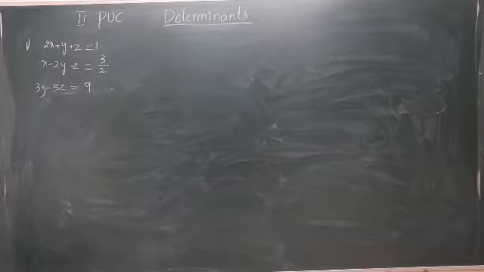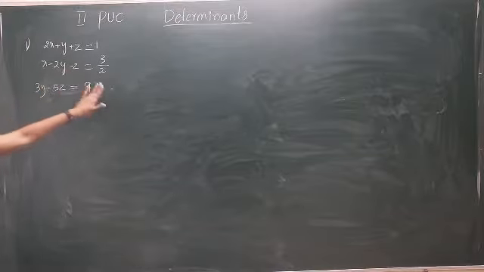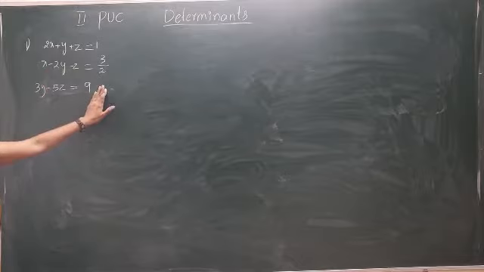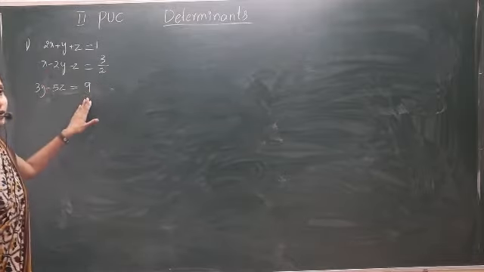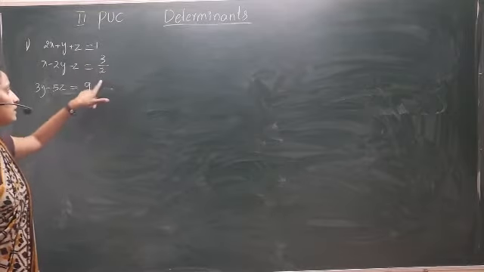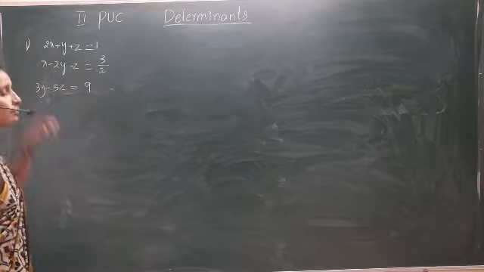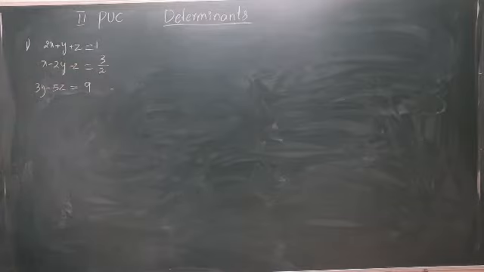So what we can do here, see, in the second equation it is x minus 2y minus z is equal to 3 by 2. Therefore, when we write the matrix B, the matrix B will be 1, 3 by 2 and 9. So instead of confusing this 3 by 2, we will simplify this second equation. How can we simplify?